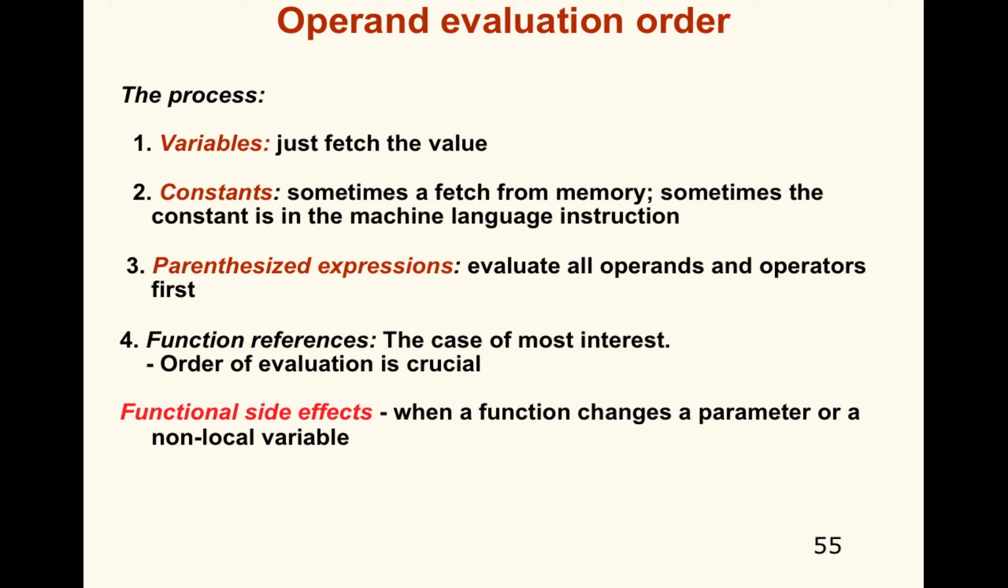Languages like C, C++, Java, other imperative style languages, the order does matter because there's a potential for side effects. Functional side effects is when a function changes a parameter or a non-local variable after it's been called. And we know that we're able to do that in an imperative language like C. You can do it in Java. You can even do it in Python for that matter. And Python is not considered a functional programming language.